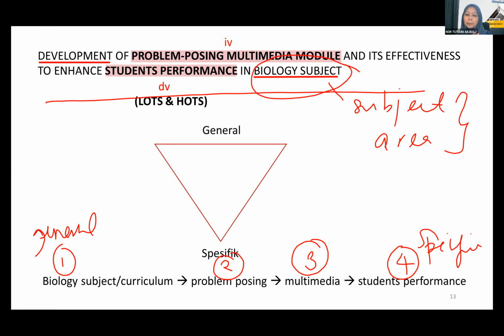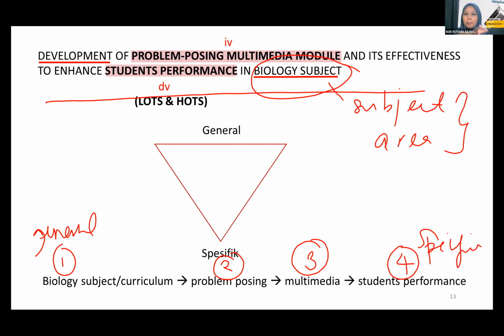But at least you dah dapat dah the idea on how to develop your subtopic ataupun topik in literature review that is actually cover your research title. Sebab based on my experience, ada yang ada student performance dalam dia punya title, tapi dalam literature review nowhere can be found dia punya students performance. So this is actually quite frustrating lah kan, because this one is actually basic things that you need to be covered in your literature review.